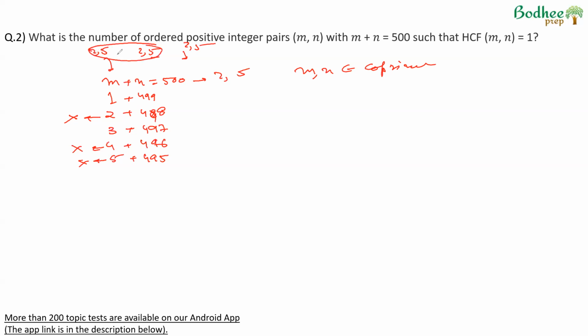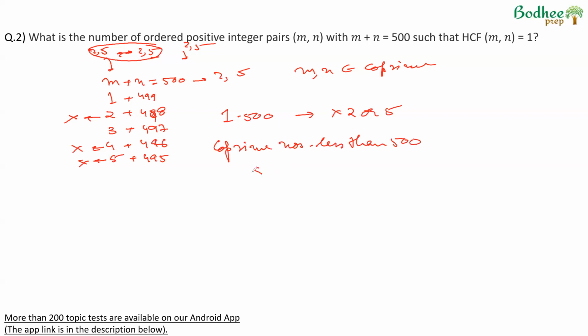Again, if this happens, m and n will not be co-prime, and therefore they will have an HCF more than 1. So basically, m can take all values from 1 to 500 which are not multiples of 2 or 5, or both. So basically, we are looking for numbers less than 500 and co-prime with it.